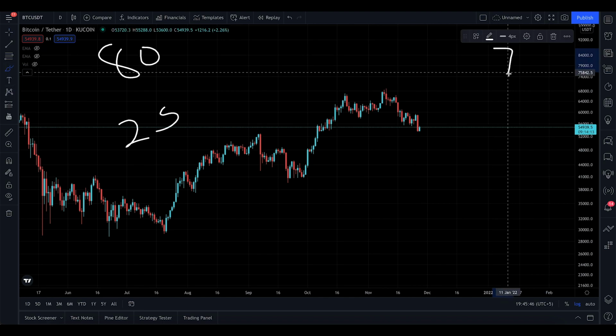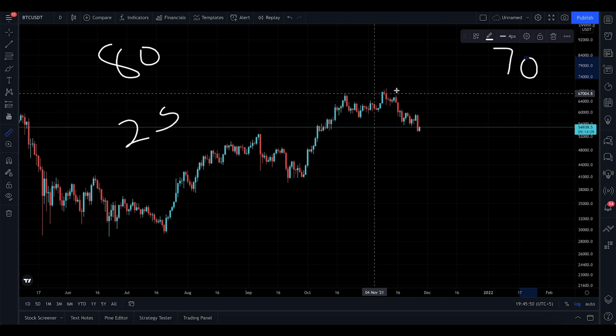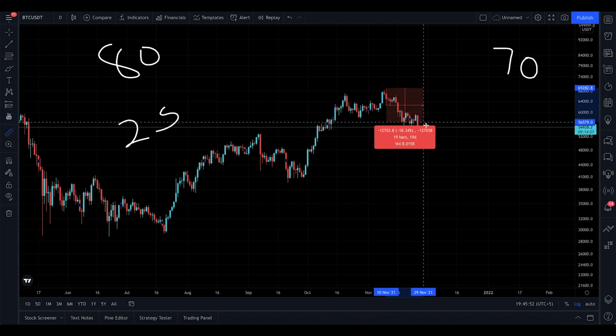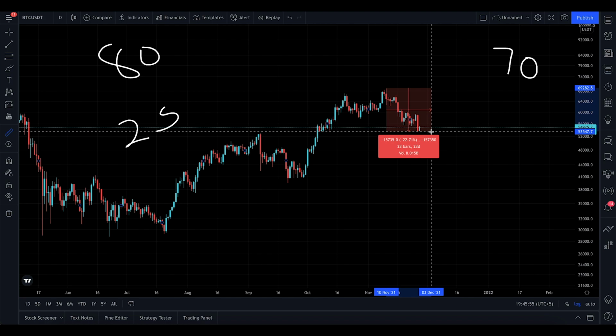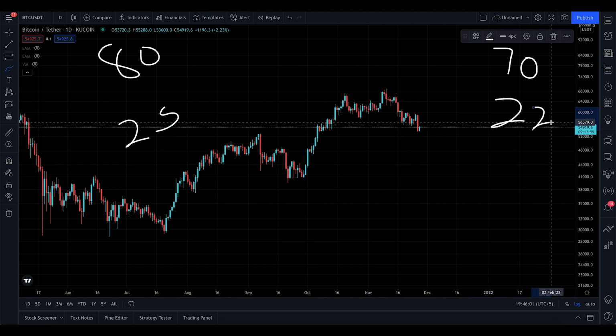So I'm just gonna write 70% right there on the side, just like that. And how much did we correct towards the downside? Boom and boom, and that's like 22%. So I am going to write another one here, which is 22%.